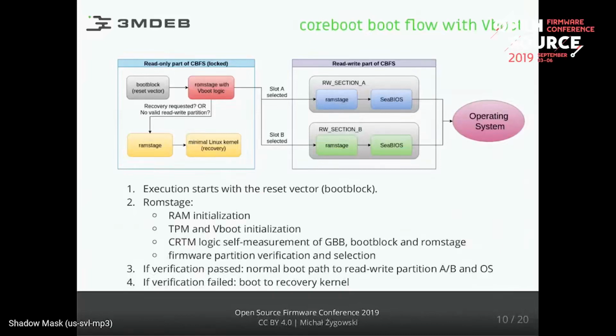So we have, as I mentioned, the boot block and ROM stage with RAM initialization in the read-only firmware. In the ROM stage, the vboot logic is executed, which decides which partition we would like to boot, and of course checks the signatures of the read-write partitions. And in case these partitions are not valid, it boots to the read-only Linux stage and then the recovery kernel. Or if the partitions are valid, it boots normally with RAM stage and coreboot payload and to the target operating system.